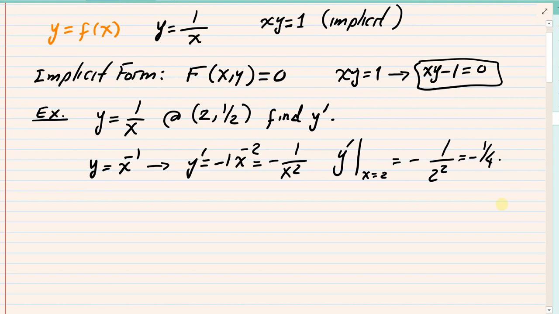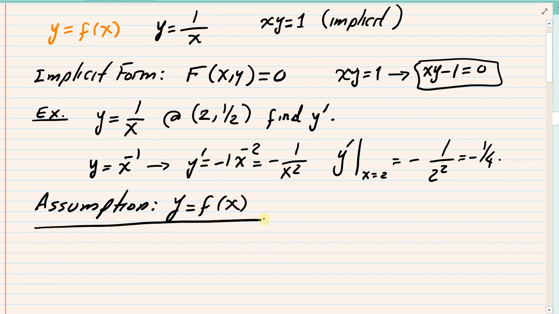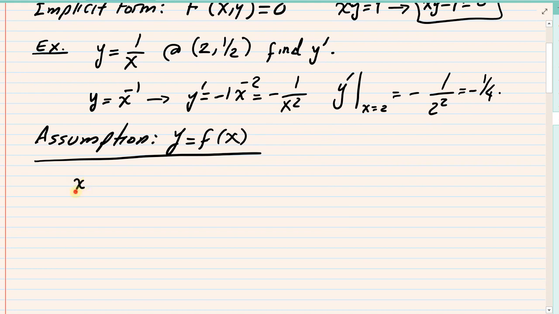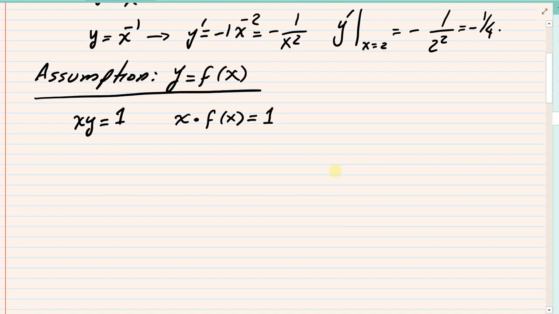Now, let's do this implicitly. Our biggest assumption when we do implicit differentiation is that y could be written as a function of x. That's all we assume, throughout this whole section. So let's revisit that problem. We had xy equals 1, and we want to find the derivative implicitly. If y is a function of x, then I can write this as x times f of x equals 1. Now let's take the derivative of both sides.